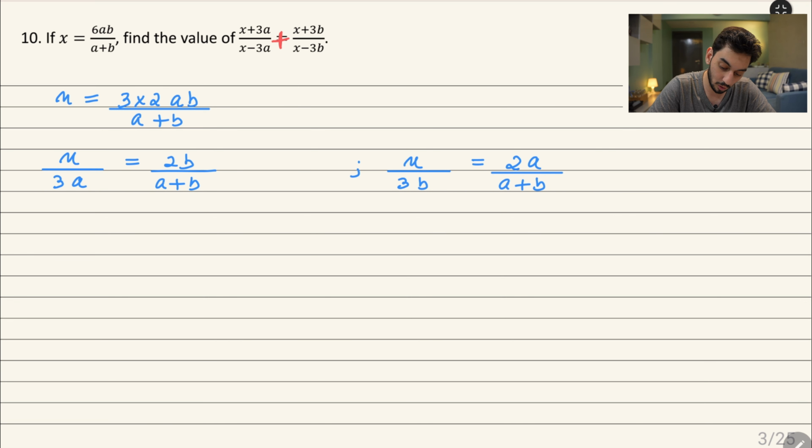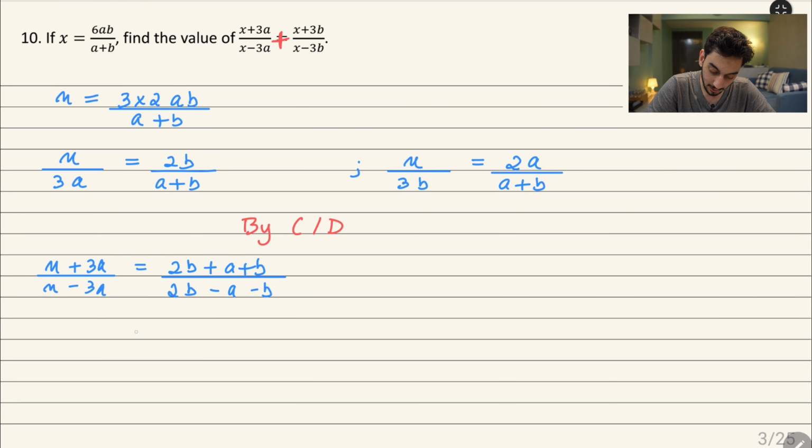What do I do? I just do componendo dividendo in both of these. So by componendo dividendo, which is numerator plus denominator upon numerator minus denominator, it becomes x plus 3a upon x minus 3a is equal to 2b plus a plus b upon 2b, and then I have to subtract, so it becomes minus a minus b. So this eventually becomes 2b plus b is 3b plus a, and in the denominator 2b minus b is just b minus a, and this is the value of x plus 3a upon x minus 3a.